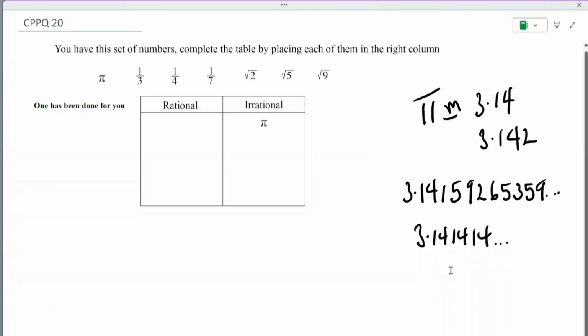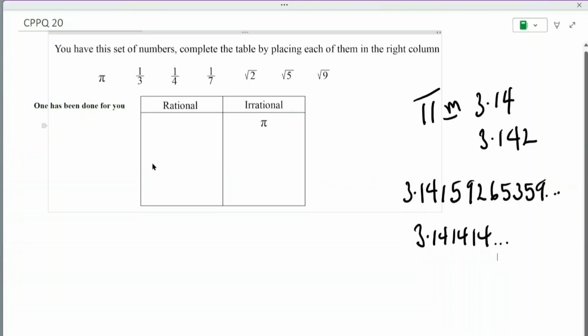That's 3.141414. It might even be 142, 142, 142, like that. That's a recurring pattern. Or it can be 3.11111. That's also recurring. If you have a decimal that doesn't end, but it's recurring, that is, it's in repeat, then it can be termed a rational number. So pi is irrational. It's only given to you as an approximation.